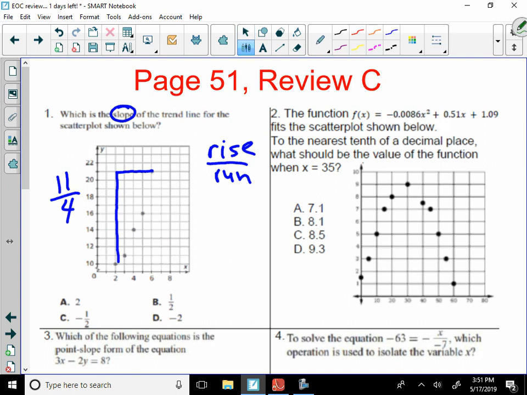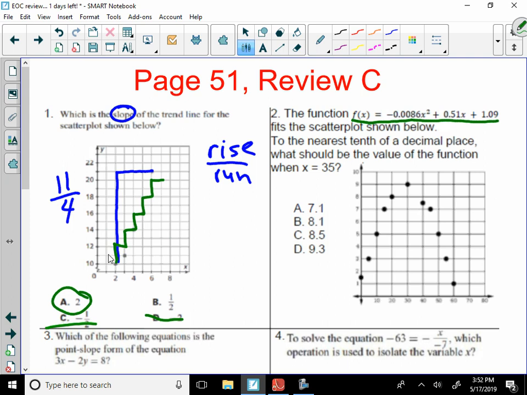Would it make sense if I use the slope 2 over 1? I did pretty good. I'd hit a bunch of the dots. So if I have to choose here, I'm choosing A. It's definitely not negative. And it's definitely not a fraction. It's closer to 2.